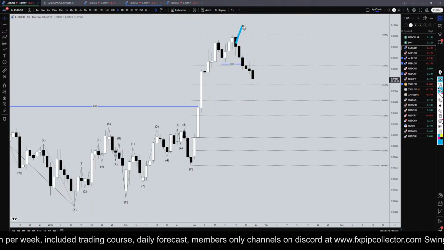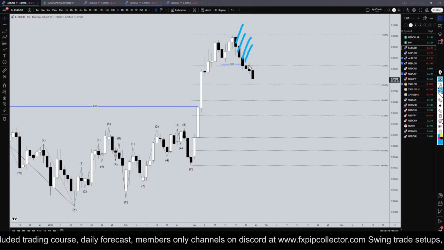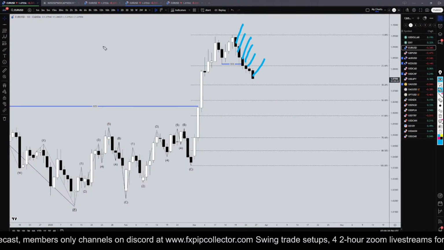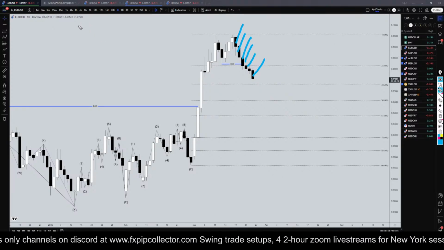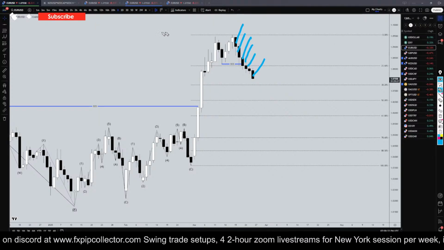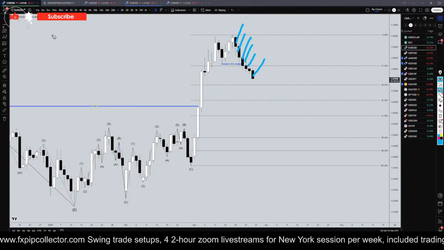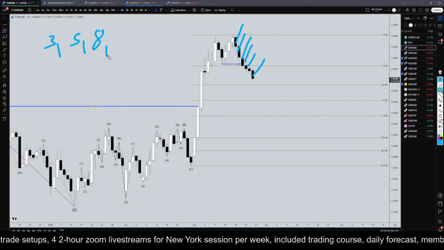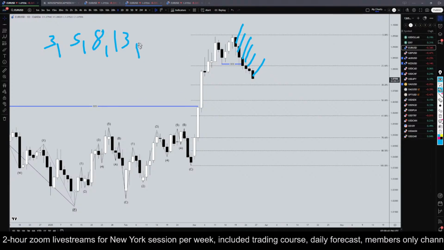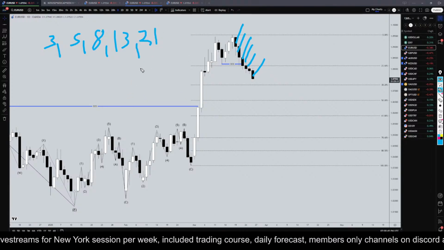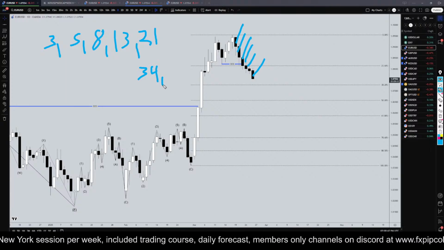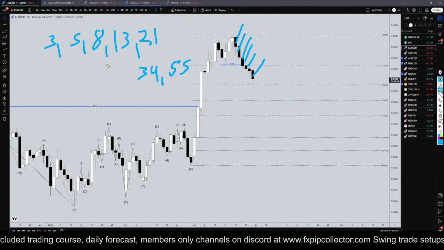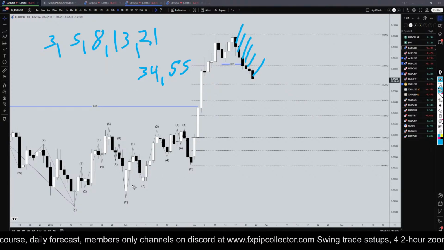So right now we have 1, 2, 3, 4, 5, 6 down candles. The market usually likes to turn on Fibonacci sequence numbers on the higher time frames. So we have 3, 5, 8, 13, 21, 34, and I think 55, right? I might have to look for those last couple, but most waves do play out in those type of numbers.